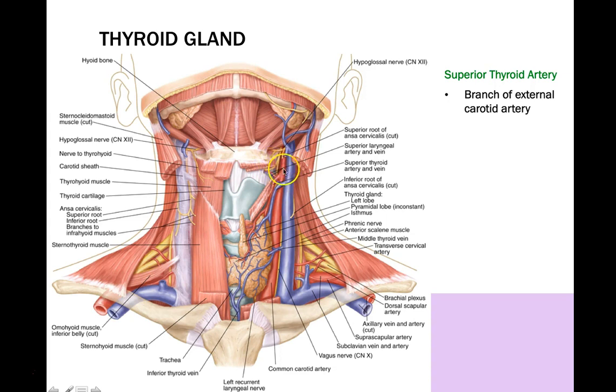So off of this external carotid artery that supplies the neck and the head, or I should really say the neck and the face, we're going to have a branch called the superior thyroid artery. So you can follow it over here, and it goes to supply the thyroid gland. And so here is a little outline of where that artery lies.